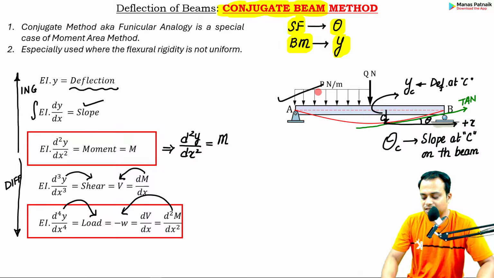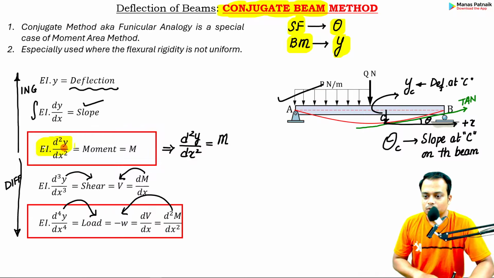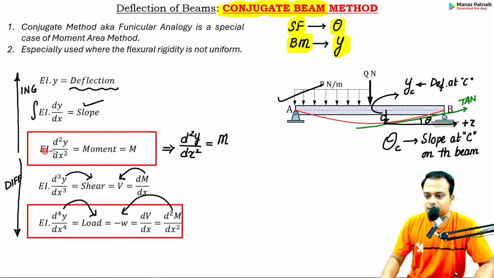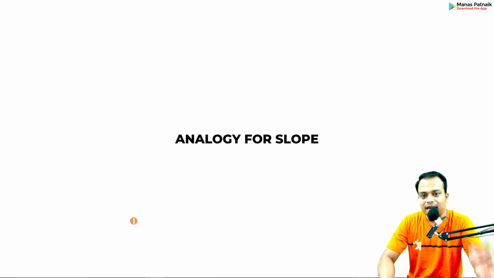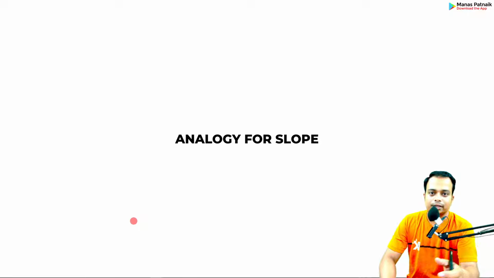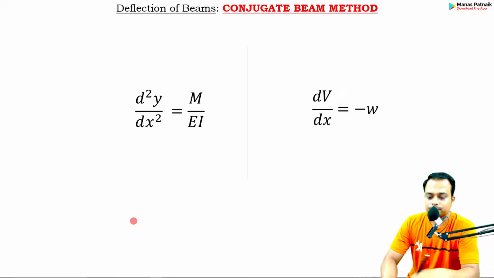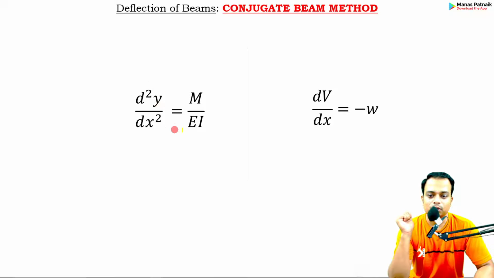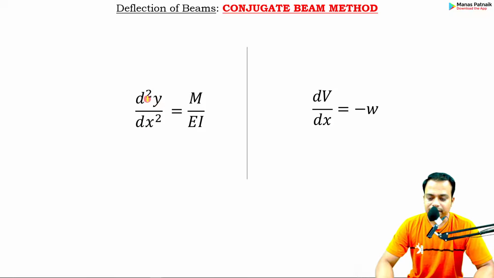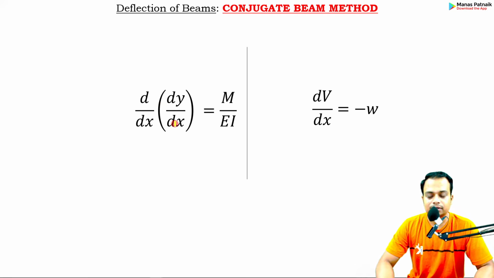Let's develop the analogy, and let me pick this relationship, and let me pick one more, this relationship. Let me keep them side by side. Analogy number one, for connecting slope with the shear force. Here we go. Okay, watch this very carefully. What can we do to this? We can write it as d by dx of dy by dx. Can we do this? Yes, sir.